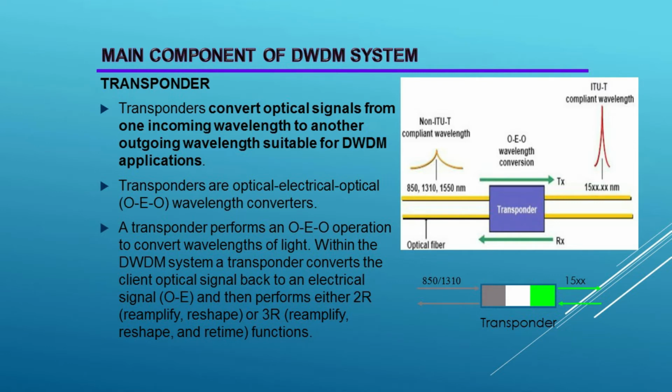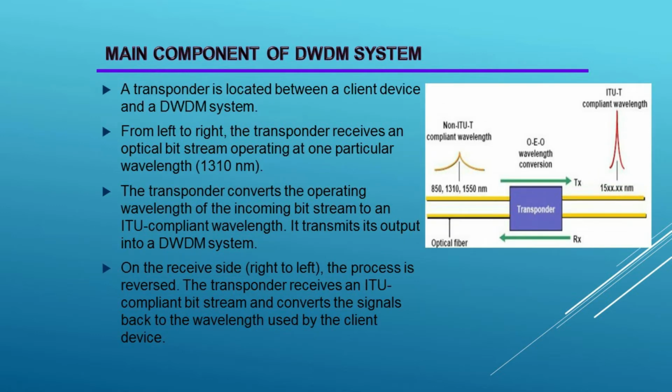Main component of DWDM system. Transponder. Transponders convert optical signals from one incoming wavelength to another outgoing wavelength suitable for DWDM applications. Transponders are optical OEO wavelength converters. A transponder performs an OEO operation to convert wavelengths of light. Within the DWDM system, a transponder converts the client optical signal back to an electrical signal, OE, and then performs either 2R (reamplify, reshape) or 3R (reamplify, reshape, and retime) functions.